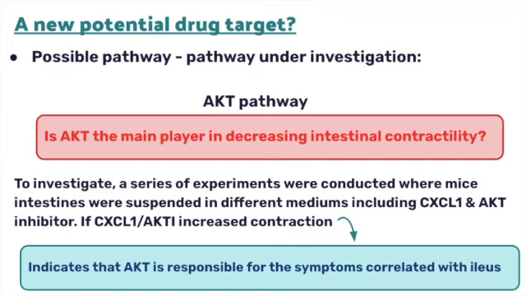As mentioned, our pathway of focus is the AKT pathway. Could AKT be the main player causing the decreased intestinal contractility seen in ileus? To investigate this, a series of experiments were conducted where mice intestines were suspended in different mediums including CXCL1 and AKT inhibitor. What we want to see is the increased contraction in intestines that were exposed to CXCL1 and AKT inhibitor together as compared to the contraction when just using CXCL1.